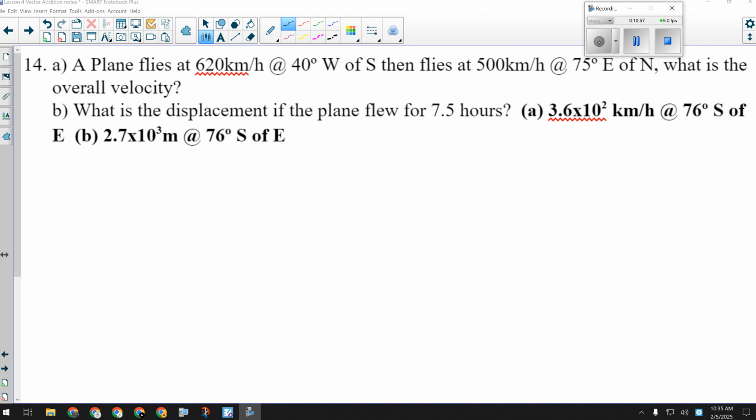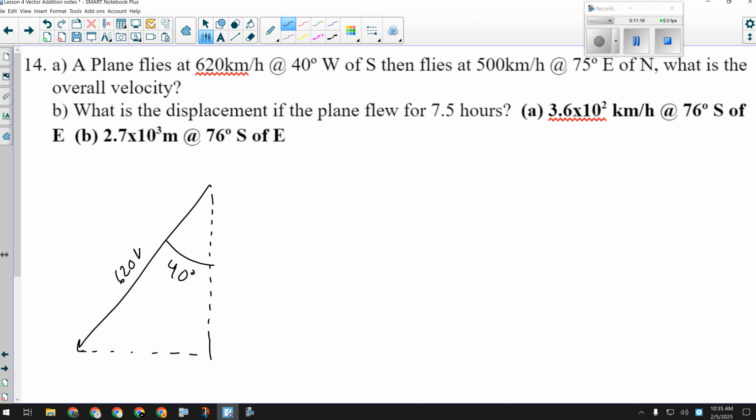Okay, so I'm going to draw my due south line here. Then I'm going to go 40 degrees west of that. And then we got to put on a 500 kilometer an hour, so a shorter line, 75 degrees east of north. Okay, so there's my north line.